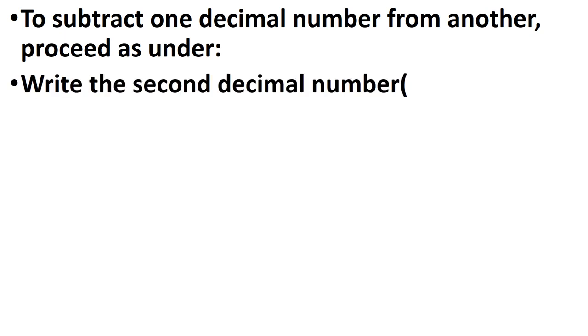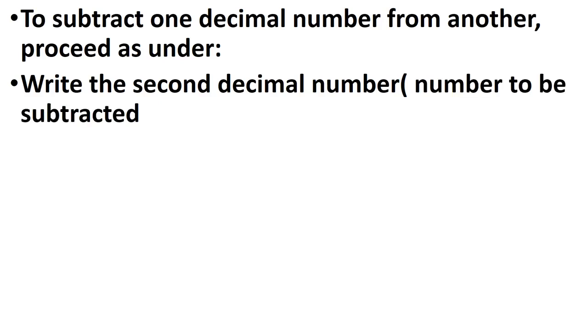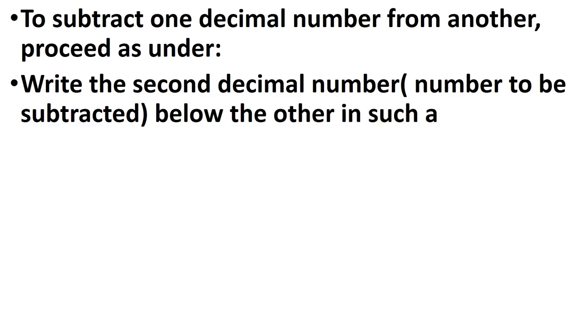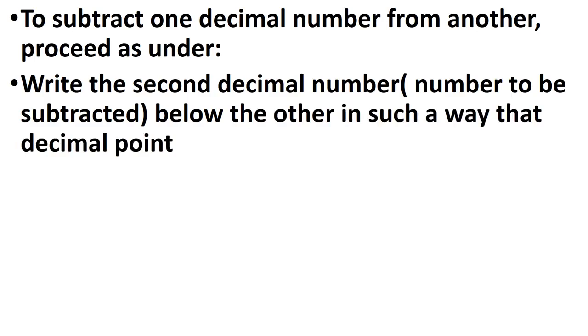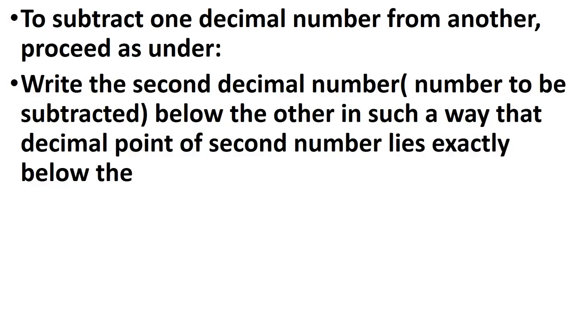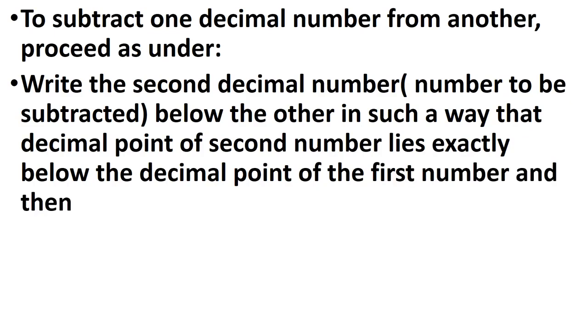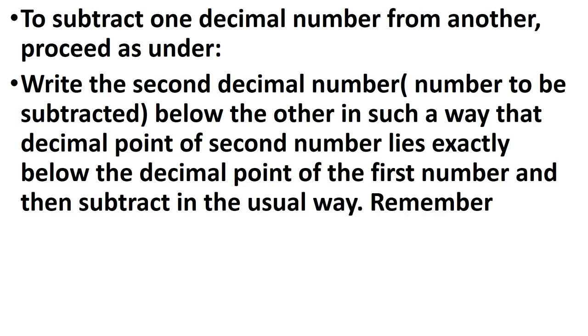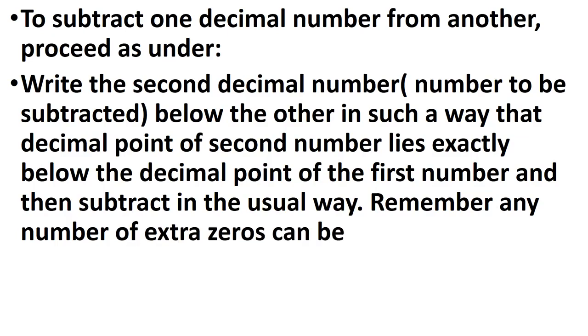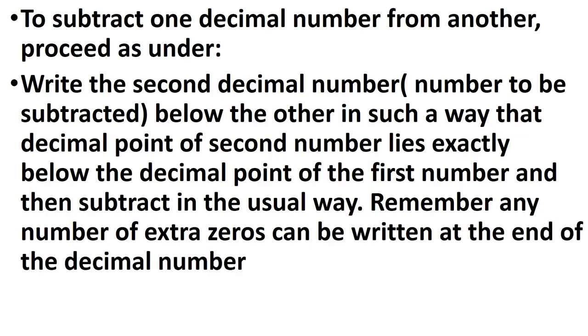Write the second decimal number, that means the number that we have to subtract, below the other in such a way that the decimal point of the second number lies exactly below the decimal point of the first number, and then subtract in the usual way. You have to write one number below the other in such a way that the decimal point lies exactly below the decimal point. Okay, and then subtract.